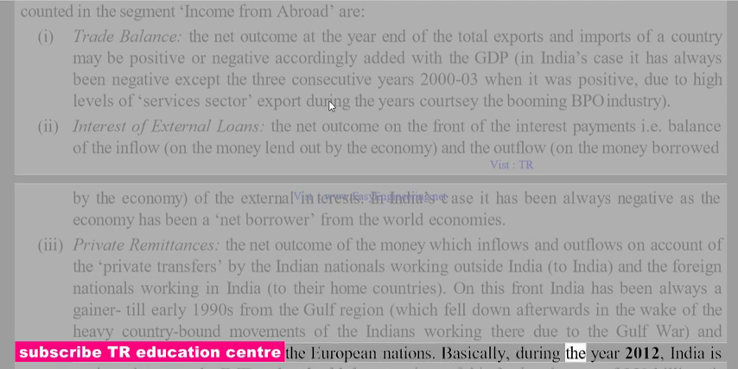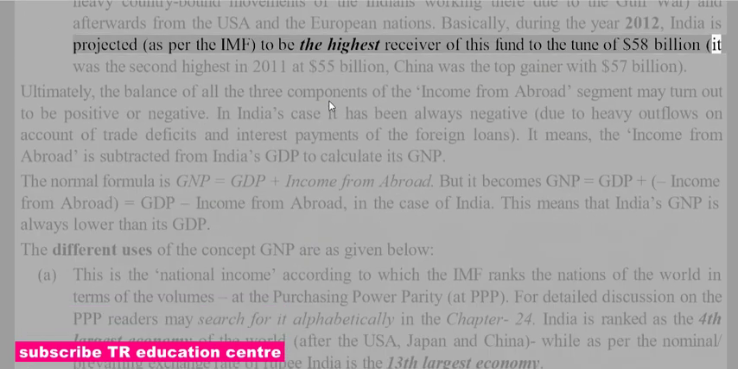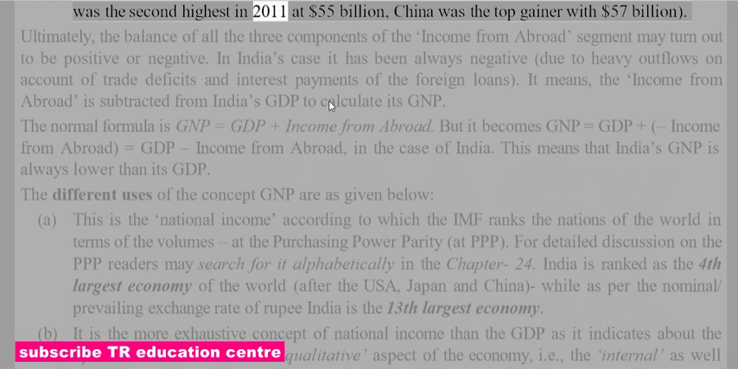Basically, during the year 2012, India is projected, as per the IMF, to be the highest receiver of this fund, to the tune of $58 billion. It was the second highest in 2011 at $55 billion. China was the top gainer with $57 billion.